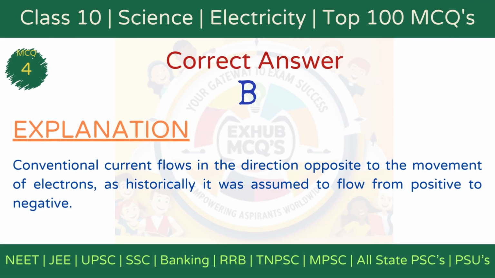The correct answer is option B, opposite to electron flow. Explanation. Conventional current flows from the positive to the negative terminal of a battery, which is opposite to the actual electron flow. This direction was established before the discovery of electrons.